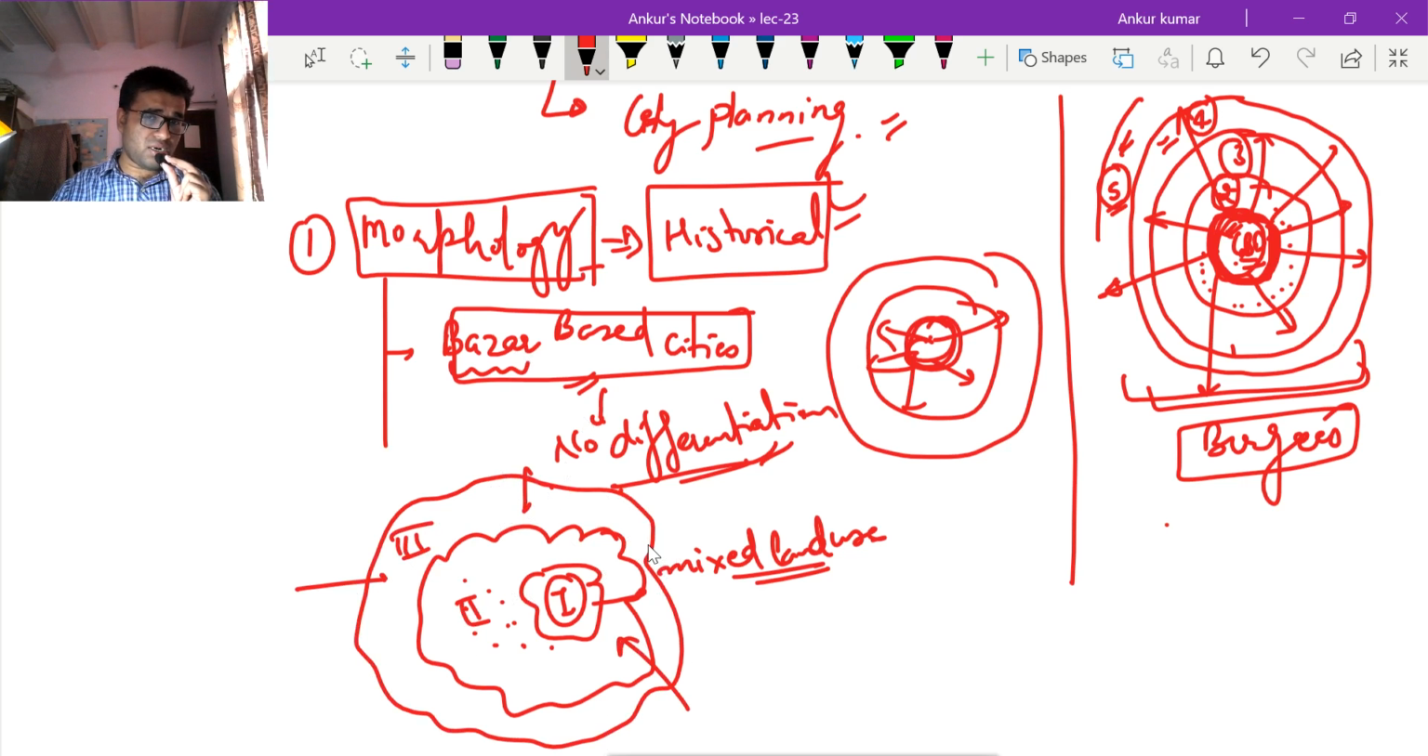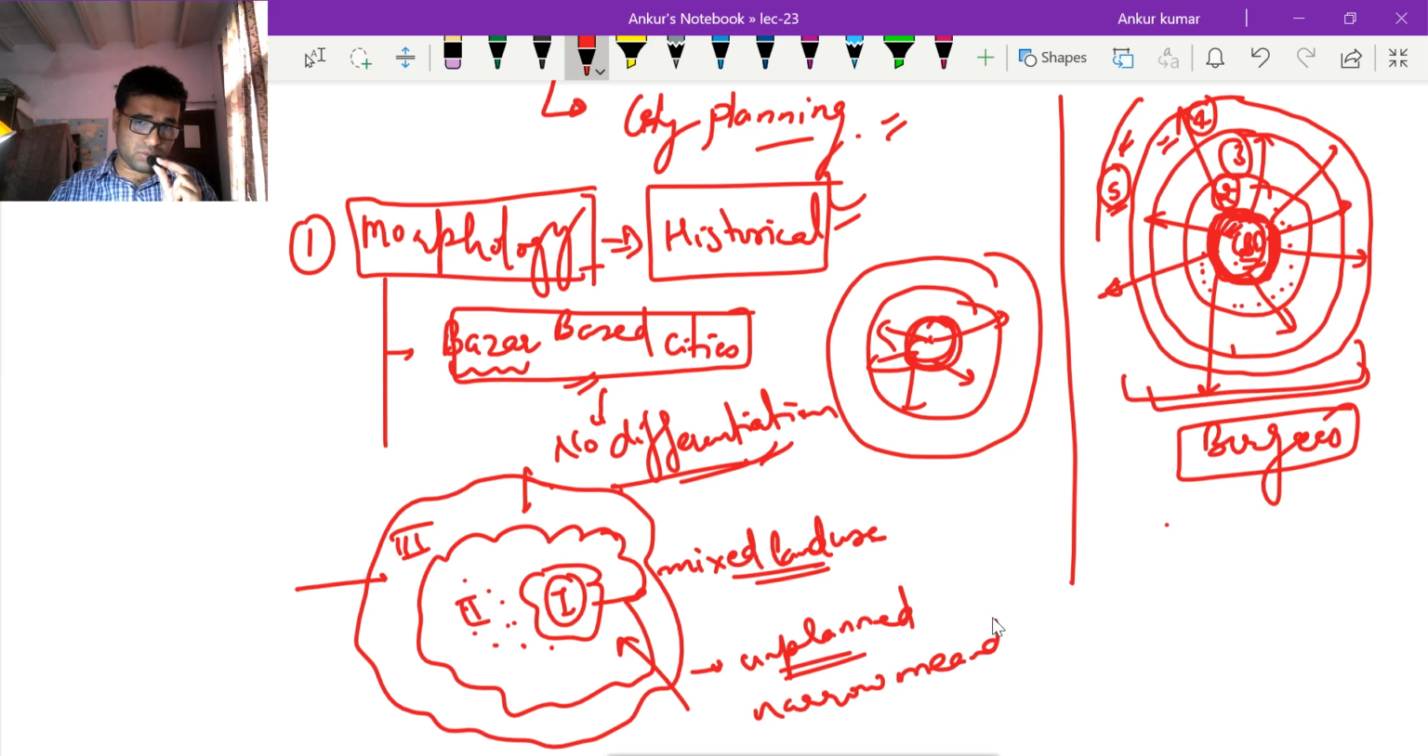So another difference here is that they are completely unplanned. Completely unplanned, with narrow meandering roads.